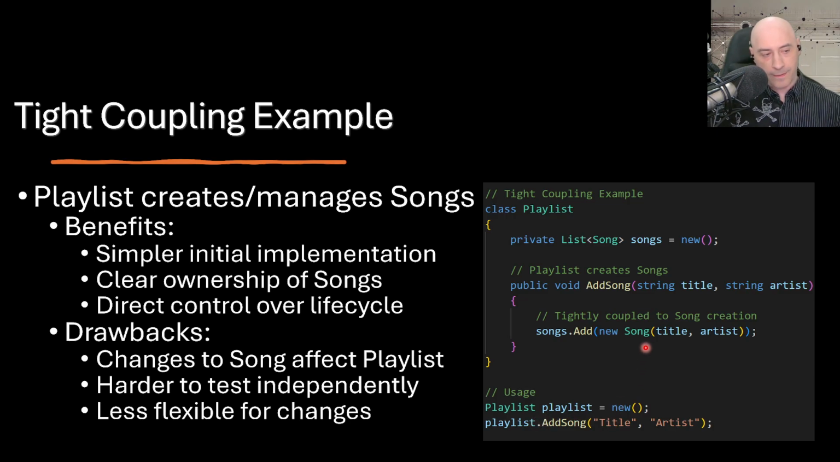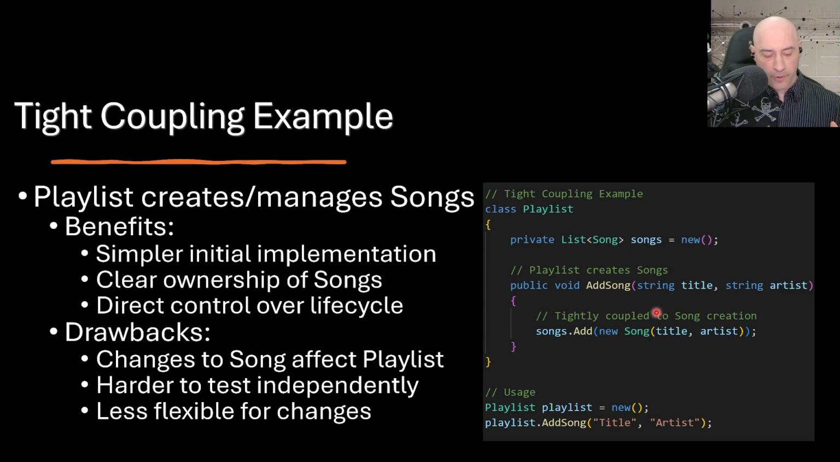But the simplicity comes with drawbacks. If we want to change how songs are created, maybe we want to add a new required parameter, like the duration of a song, we have to modify every playlist method that also creates songs to include that new duration. We would have to take in the duration here, just as a very simple example, and we'd have to take in the duration here. So we'd have to modify the playlist if anything about the song creation changes.